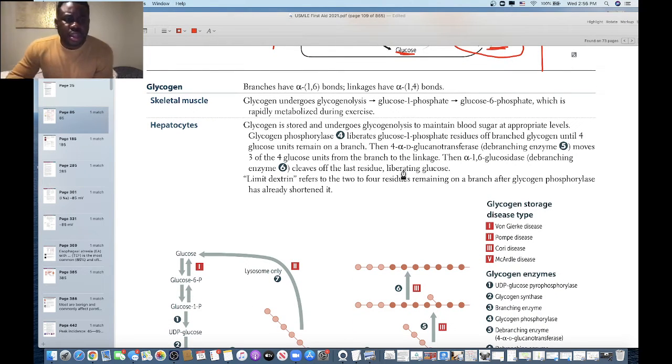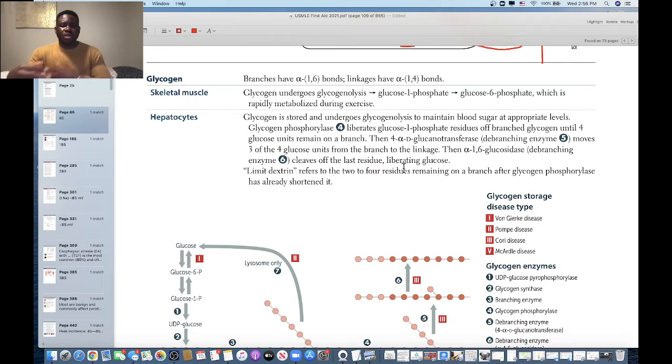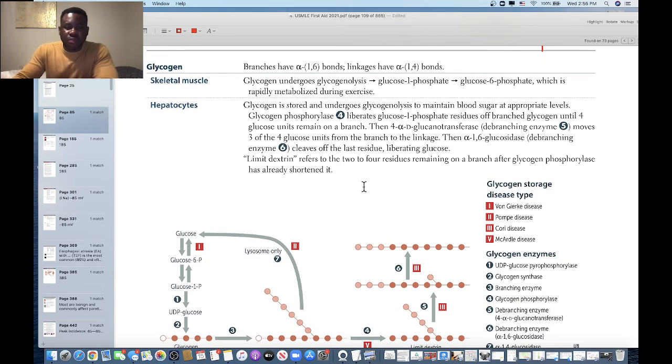Now, glycogen. This is where we are going into formation of glycogen, and then we'll come to the breakdown of glycogen, and then we'll understand the glycogen storage diseases. Okay, I'm enjoying this because I love this side of the biochemistry. All right.